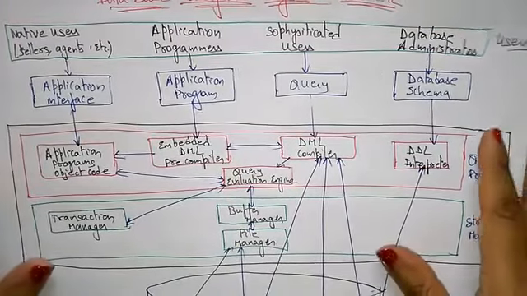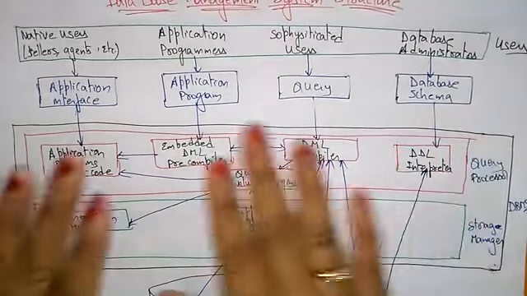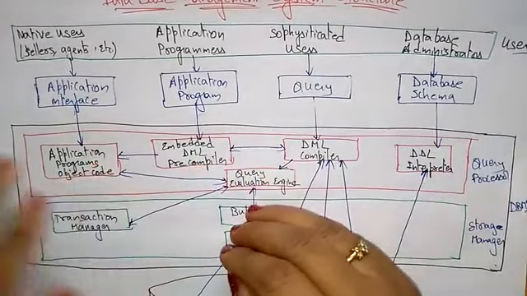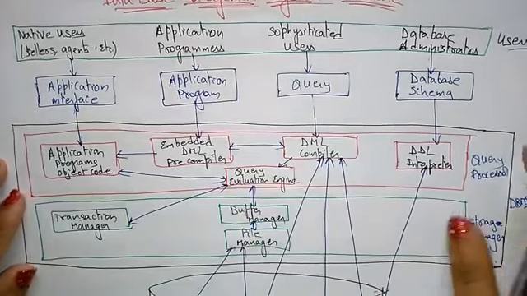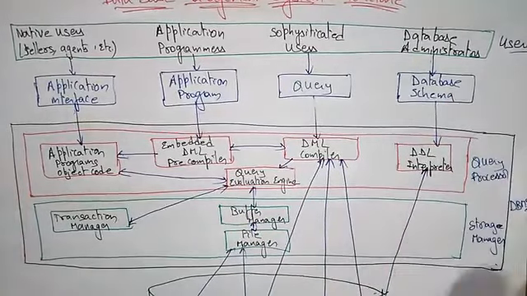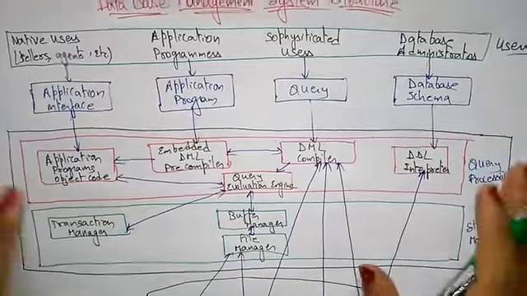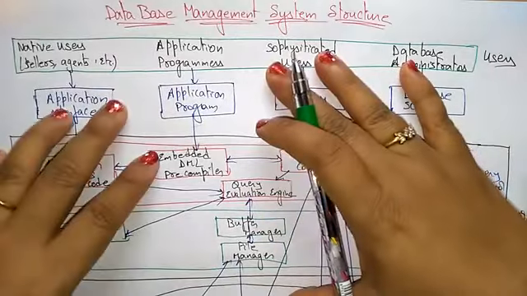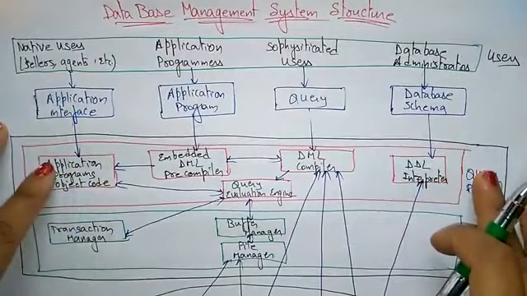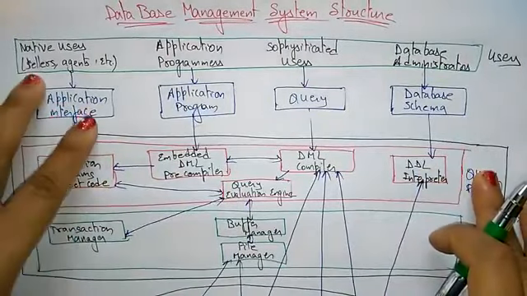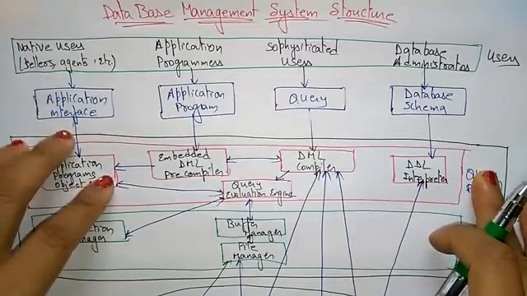Here you will come across different names, so don't be confused about what those names indicate. I will explain that in the further videos. Here I just want to explain how the database management system software is structured inside, meaning how the software maintains the structure internally.